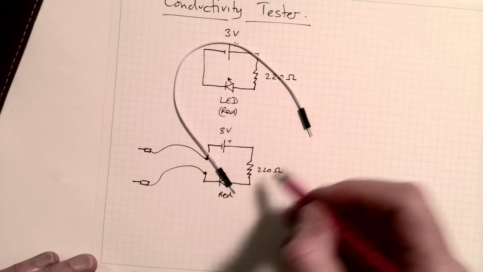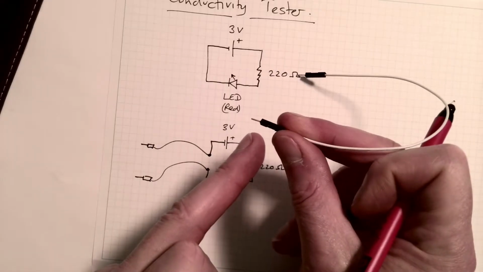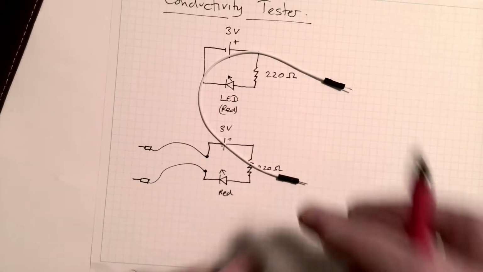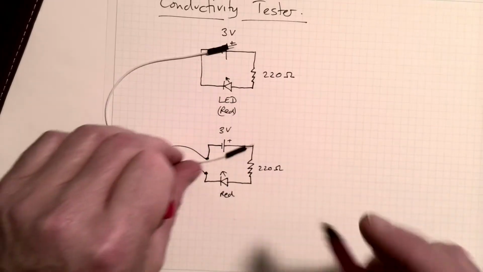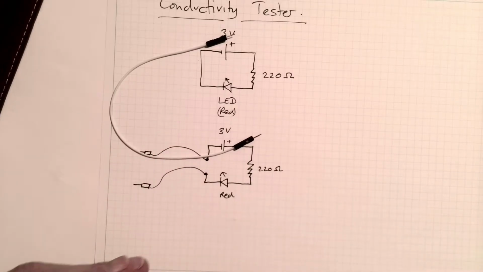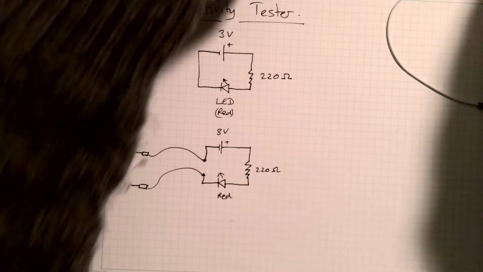We can handle this safely using the black plastic cover because it's an insulator. The plastic cover on the wire is an insulator. The metal here is a conductor. Okay, so let's have a look at the circuit.